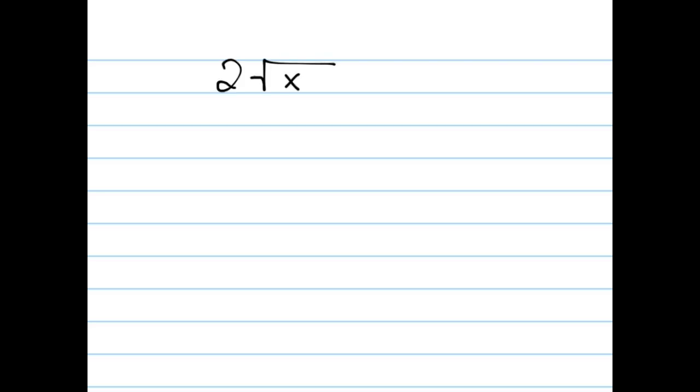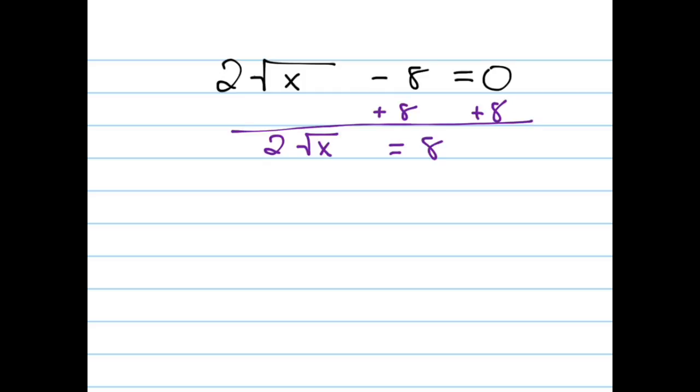So with 2 radical x minus 8 equals 0. If I want to get x by itself, I need to move everything else away from it, starting at the outside, working the way in. Yes? You add the 8 on both sides. That gives me 2 radical x equals 8. Divide by 2. So we got radical x equals 4.